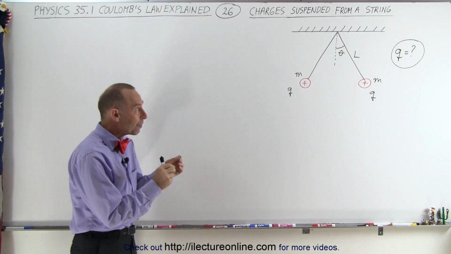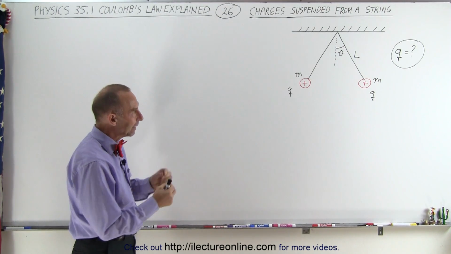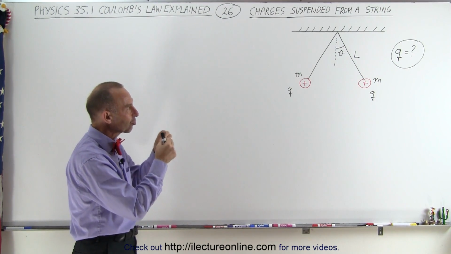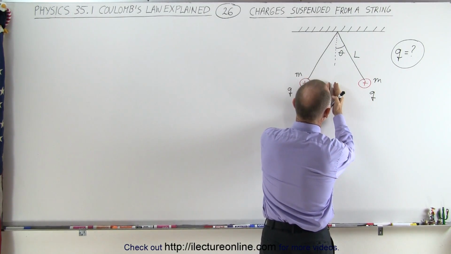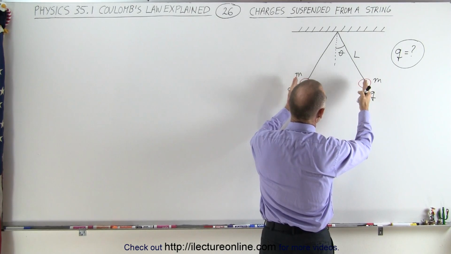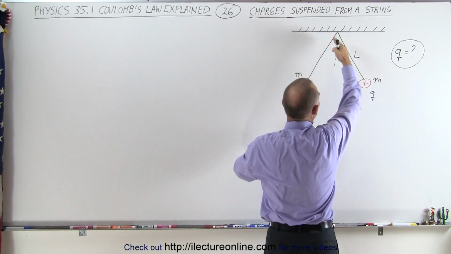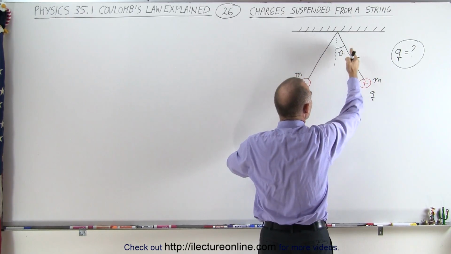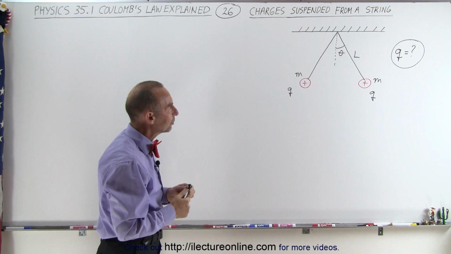Here we have two objects that contain charge Q and have mass m. They're both suspended from a string. Now, if there were no charges on the two objects, they would be sitting side by side. But because of the repulsive force, they are repelling each other, they're pushed to the side, and so the strings now make an angle of theta relative to the vertical. The length of each string is equal to L.